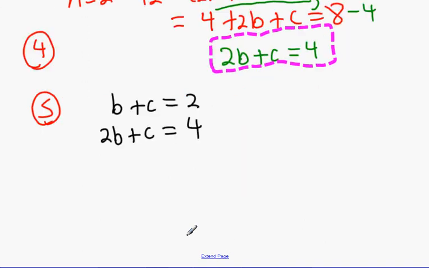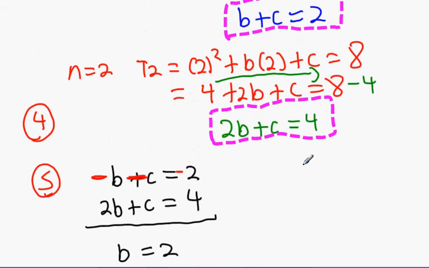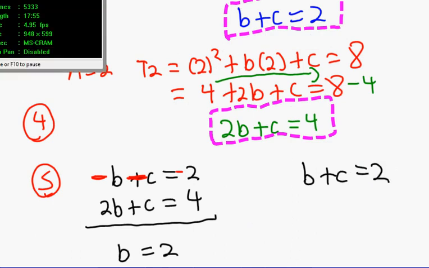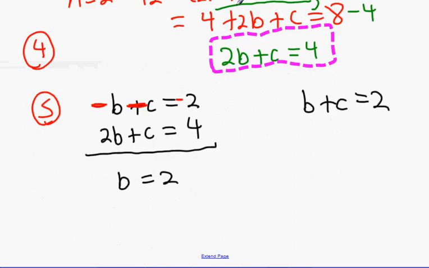What do we need to do to solve this? Subtract. And what do I get? b equals 2. b is equal to 2, but b plus c equals 2. So therefore c equals 0, because if b is 2, then 2 plus c equals 2, so c equals 0.